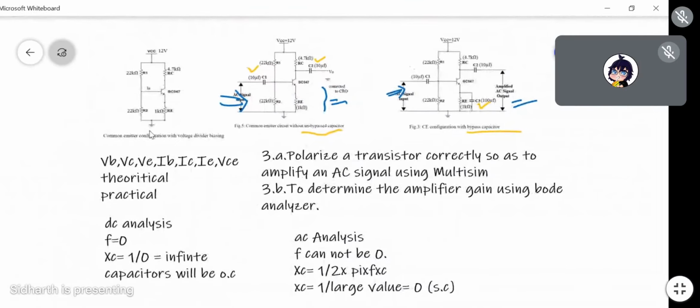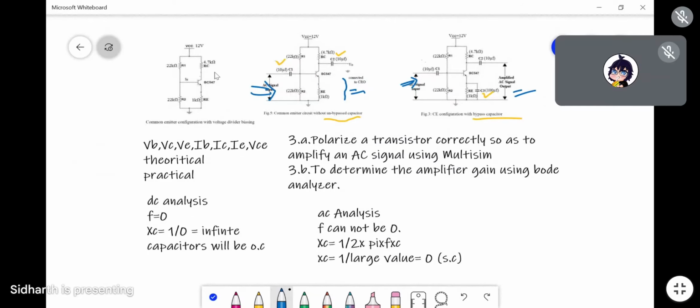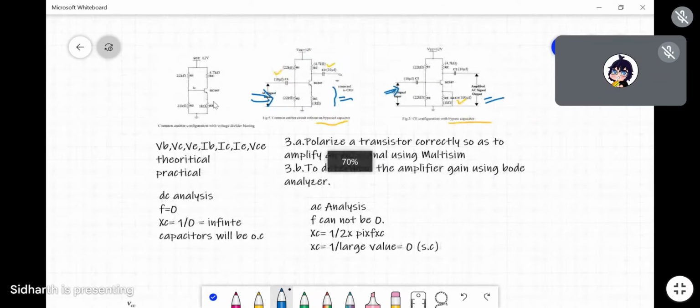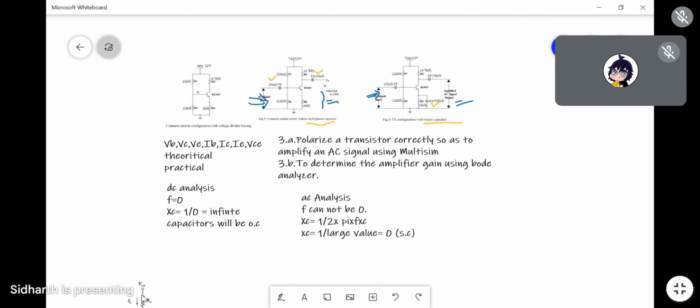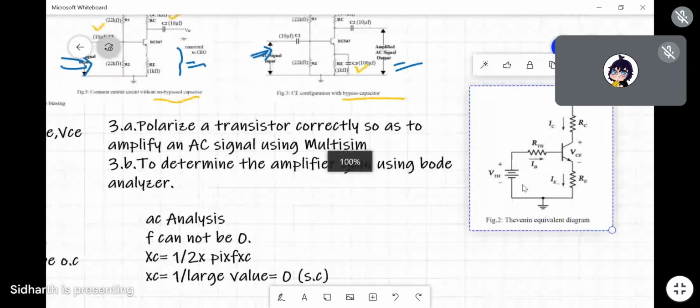How can you find the theoretical value? Who can say? This one is your voltage divider circuit and this one is your Thevenin equivalent of that voltage divider circuit, this part, right? So what will the equation be if you apply KVL in the input loop?